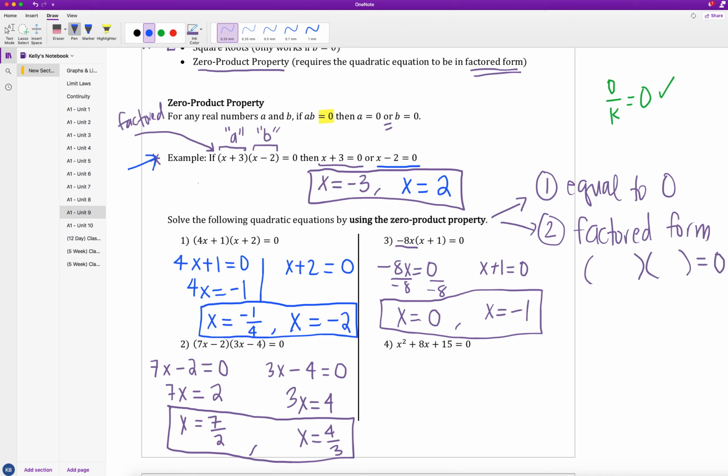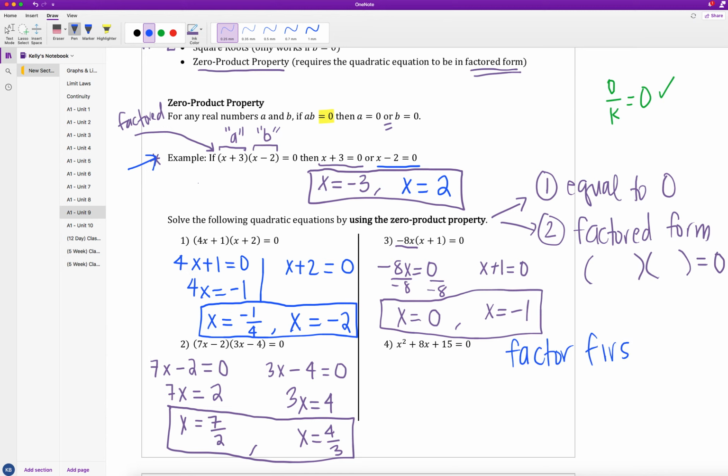Okay, let's look at example 4. It says x squared plus 8x plus 15 equals 0. So step 1, I'm set equal to 0, so that's good. Are we in factored form? What do you guys think? Is this quadratic equation in factored form? So this quadratic equation is not in factored form. We are actually in standard form here since we have our x squared term plus our x term plus our constant. So our first step here is I actually need to factor this guy first.